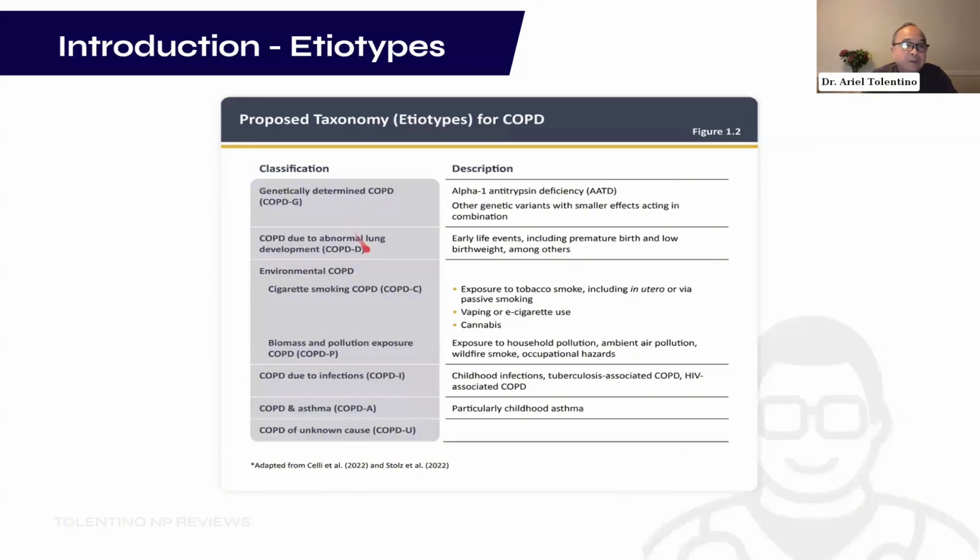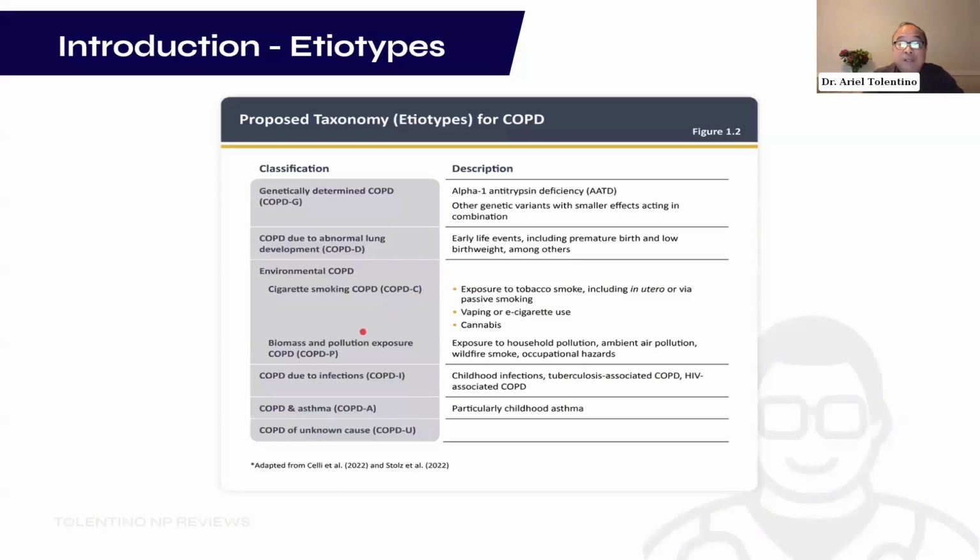Okay. We also have COPD-D. Now, COPD-D is associated with developmental problems in the pediatric age group. It is associated with premature birth and low birth weight. COPD-C, Charlie, is associated with tobacco smoking. And we know that smoking is the most important modifiable risk factor in the development of COPD.